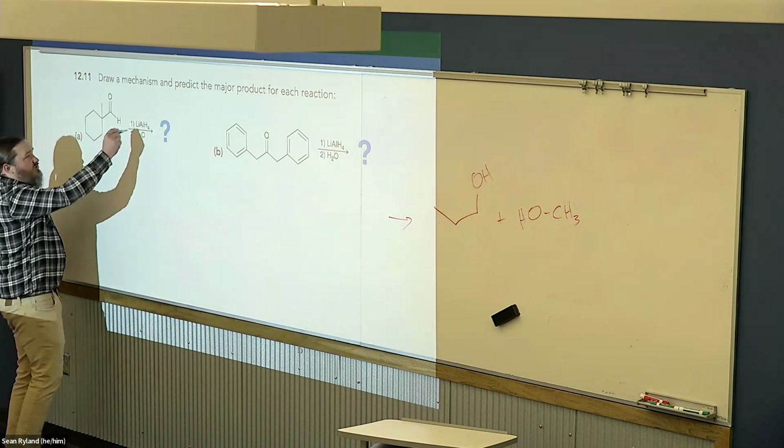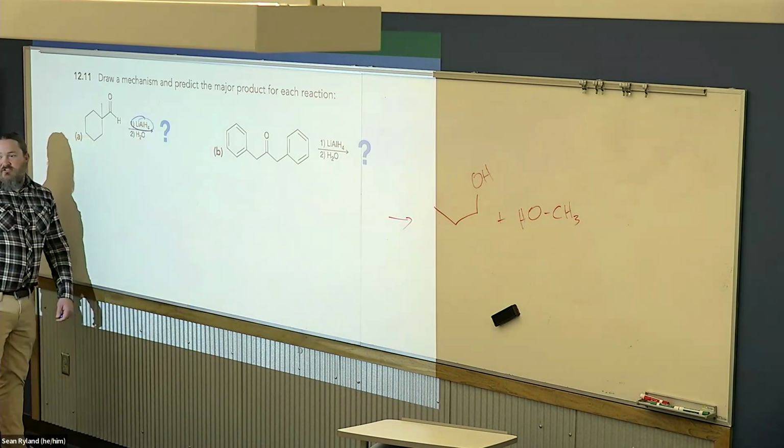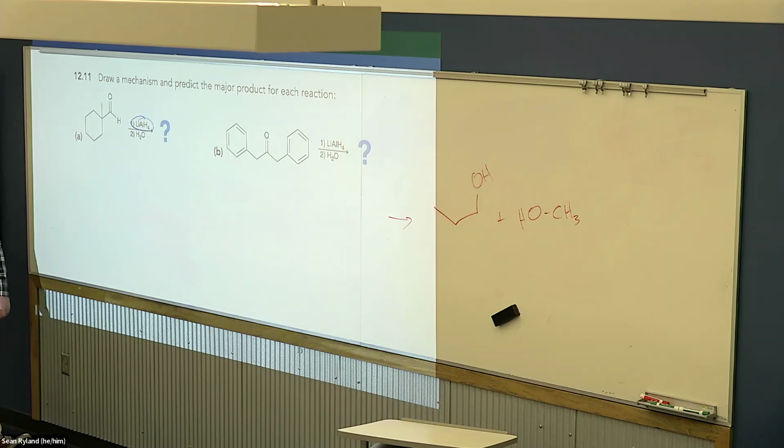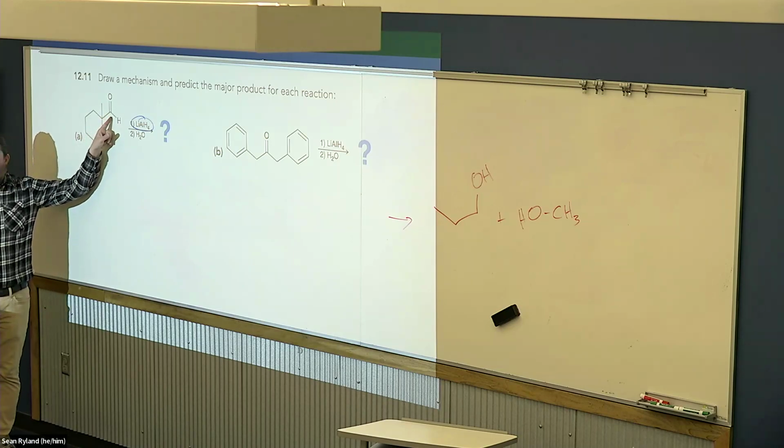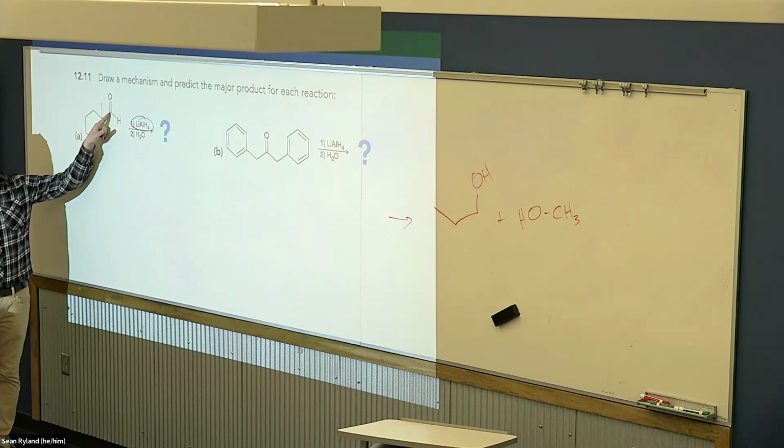Right, the key is just in recognizing that's a hydride source. And then it's just gonna do its thing. You can think of this as being a nucleophilic addition as well. It's another way to classify this reaction, right? The hydride's gonna act as a nucleophile and selectively attack here, breaking a pi bond.